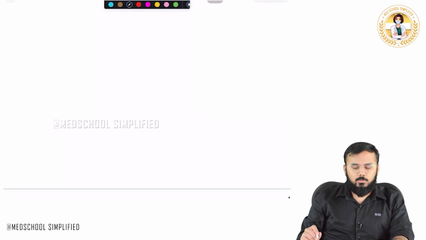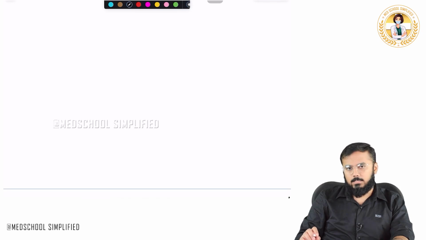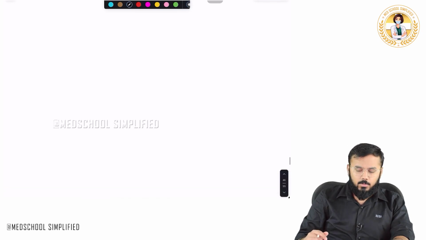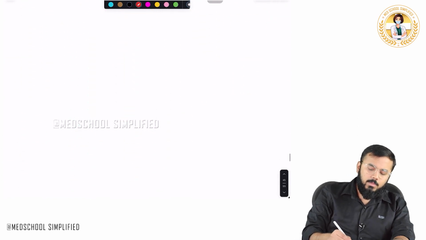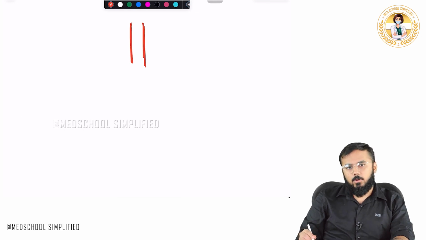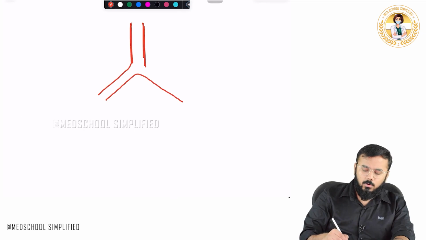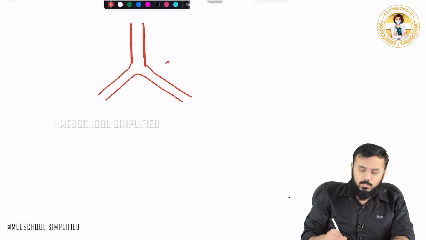Hello guys, so now we shall be discussing the branches of the internal as well as the external iliac artery. All of you know that this is your abdominal aorta. This abdominal aorta is divided into two important branches. These two are called the common iliac arteries.